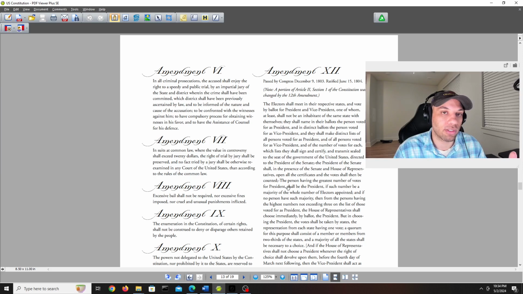It is referenced in the U.S. Constitution, specifically in the Seventh Amendment. In suits at common law, where the value in controversy shall exceed $20, the right of trial by jury shall be preserved, and no fact tried by a jury shall be otherwise re-examined in any court of the United States than according to the rules of the common law.